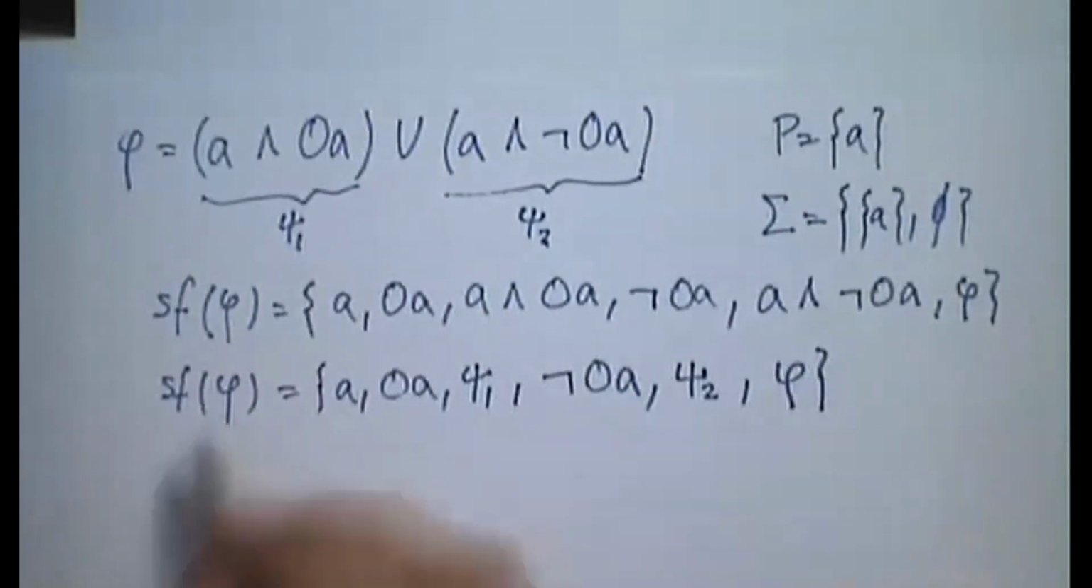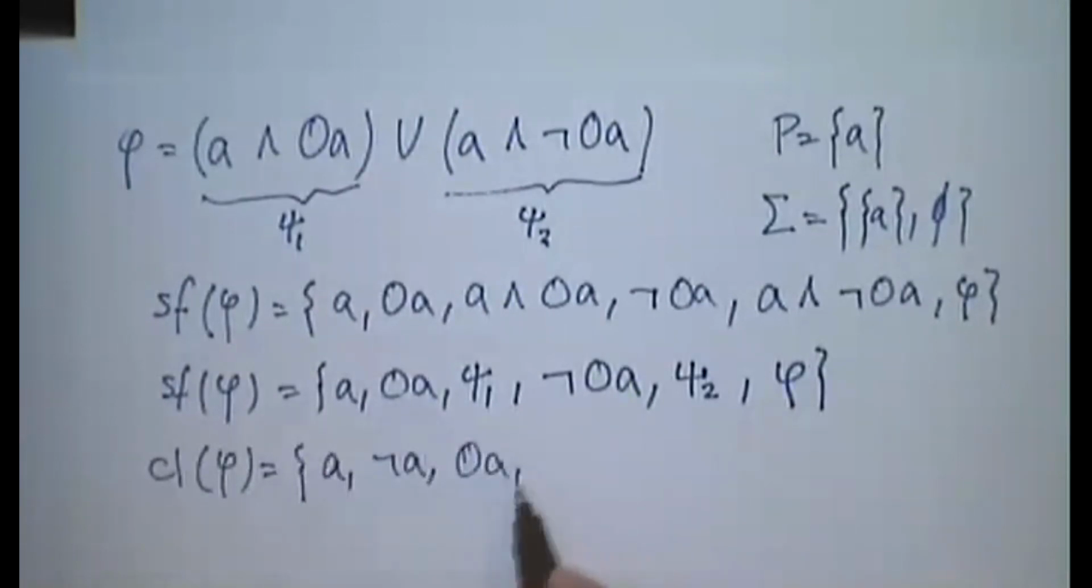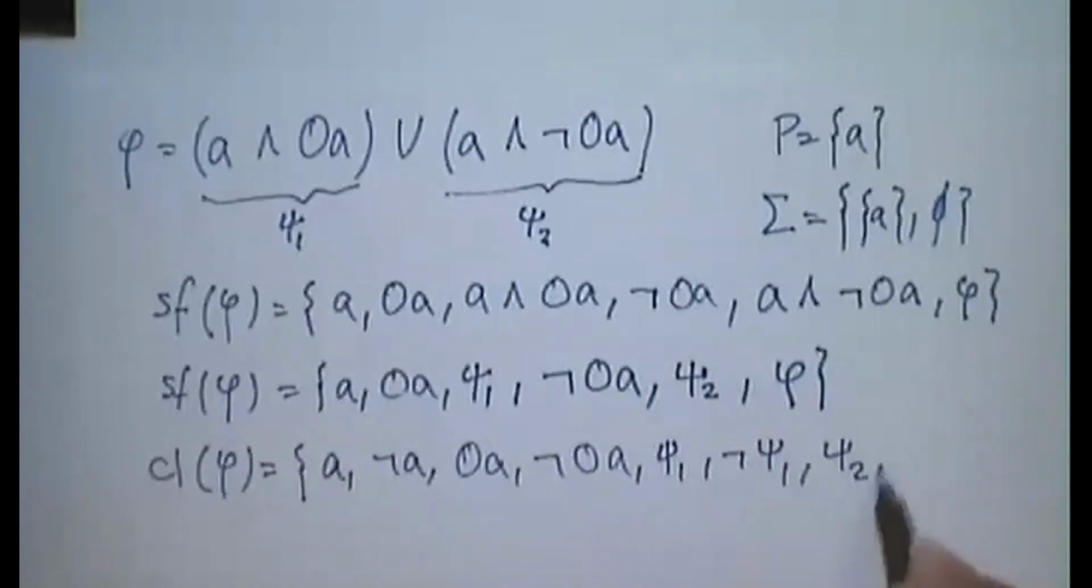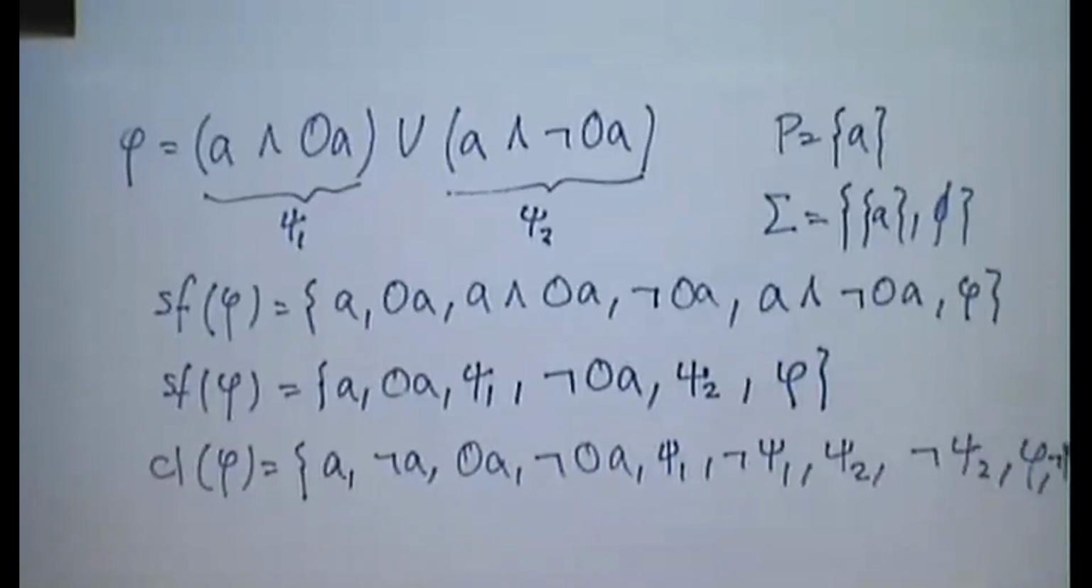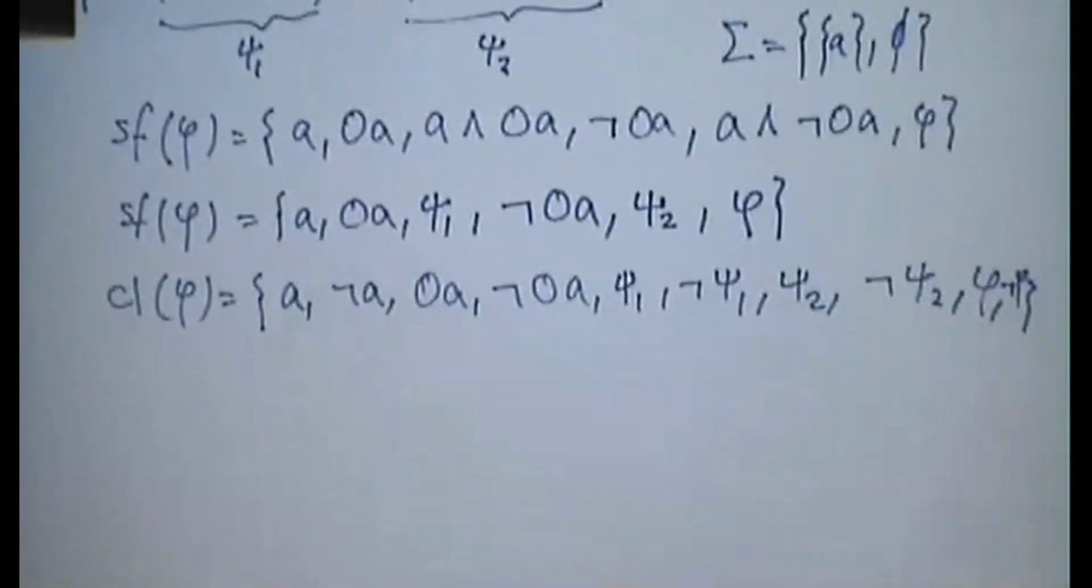Okay. So what is my closure? My closure is just my subformulas and their negations. So A and also not A. Next A and also not next A, which was already there. And then we're going to have psi1, not psi1, psi2, not psi2, phi, and not phi. Okay, this is our closure. Now, how many formulas do we have in our closure? 1, 2, 3, 4, 5, 6, 7, 8, 9, 10. We have 10 different formulas in our closure.